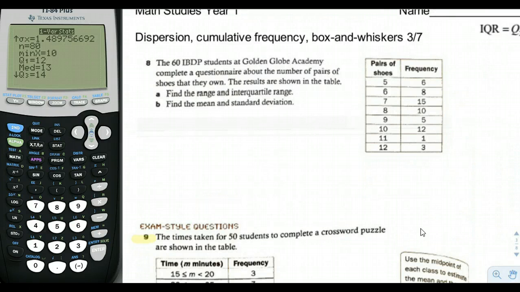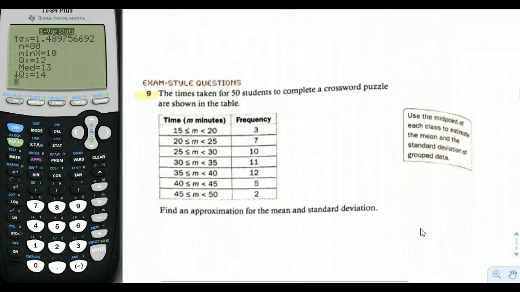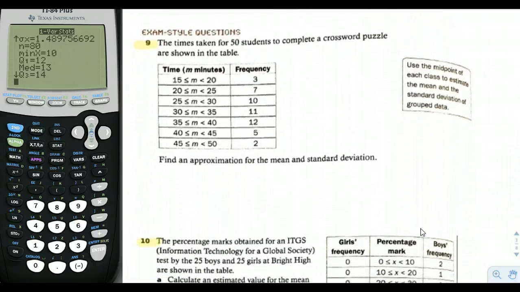Here we are at dispersion page 3. I'm going to work the last two problems of the page. The times taken for 50 students to complete a crossword puzzle are shown in the table below. This is new because instead of just having one number on the left side, it has a range of numbers. M ranges between 15 and 20, 20 to 25, 25 to 30, and so on. Find an approximation for the mean and standard deviation.